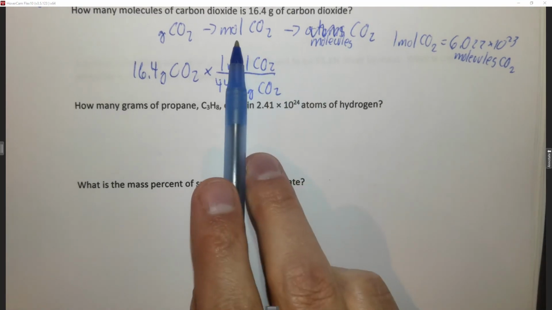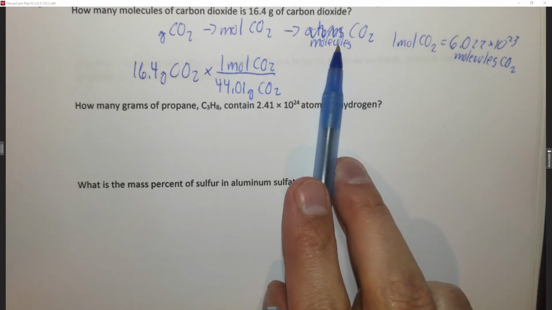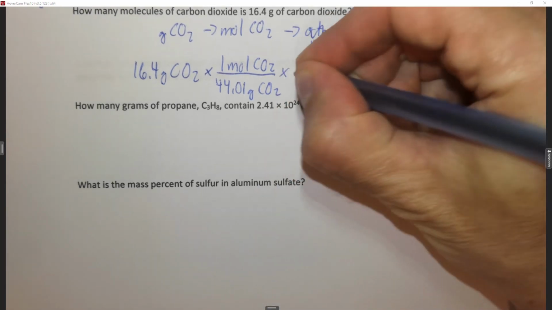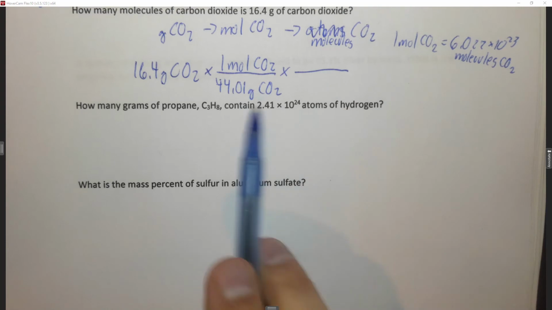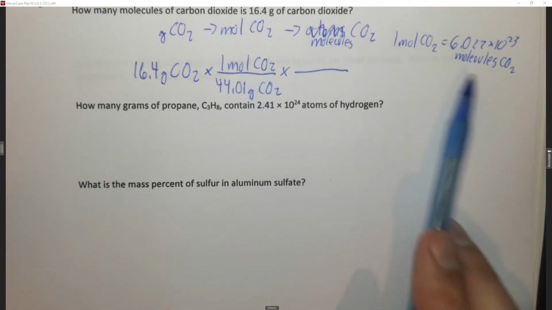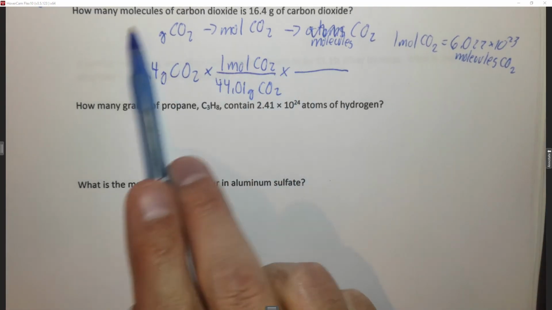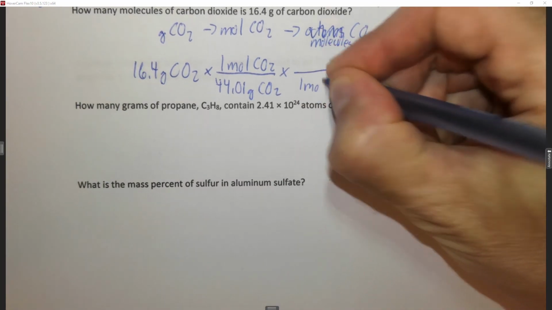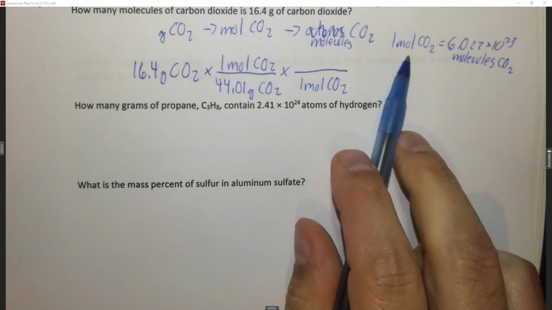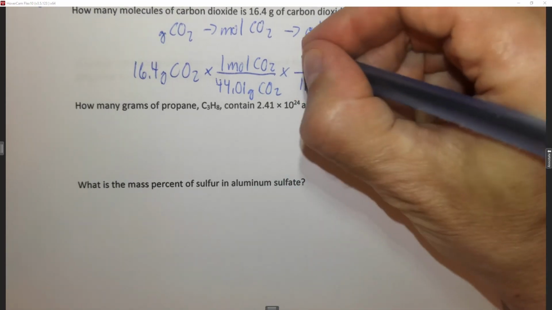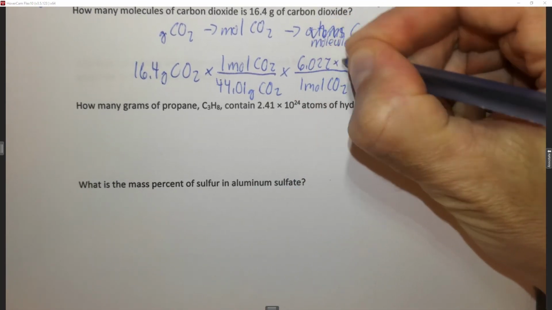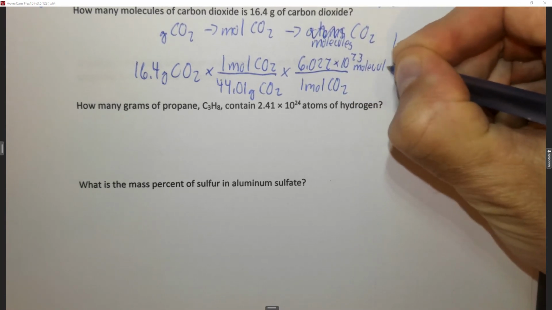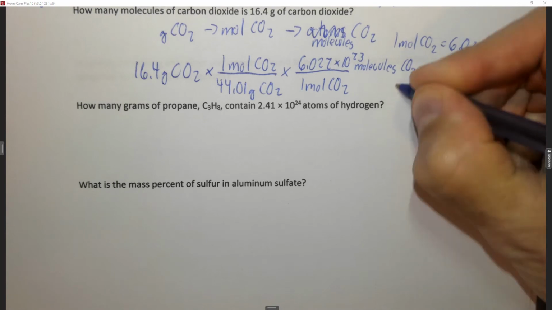Now we want to convert from moles of CO2 to molecules of CO2. In order to do that, we want to use Avogadro's number. And as usual, we want to cancel out this unit and end up with the unit we want, because in this case it asks us how many molecules. So we want to put the 1 mole of CO2 from this equality on the bottom, and the 6.022 times 10 to the 23 molecules of CO2 on the top.